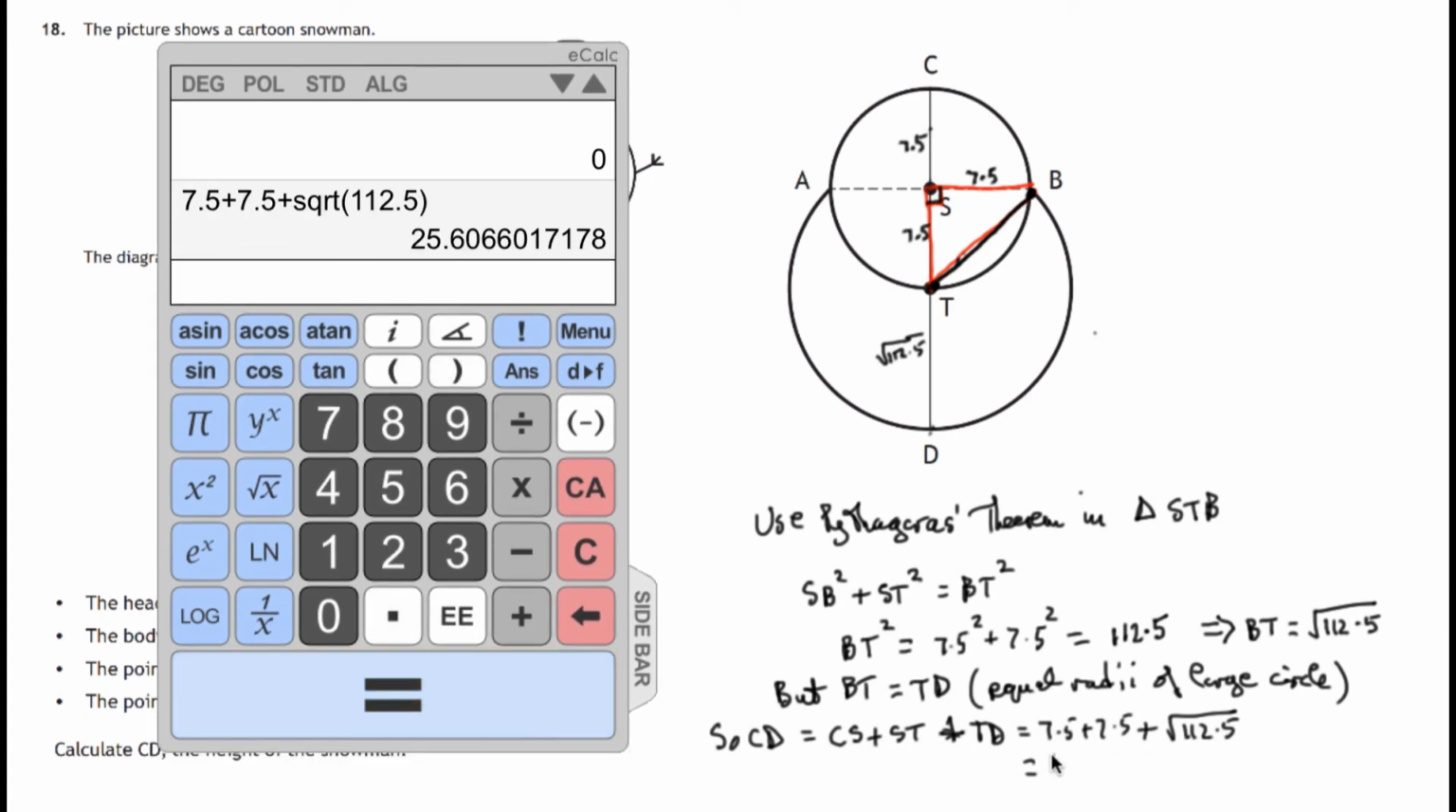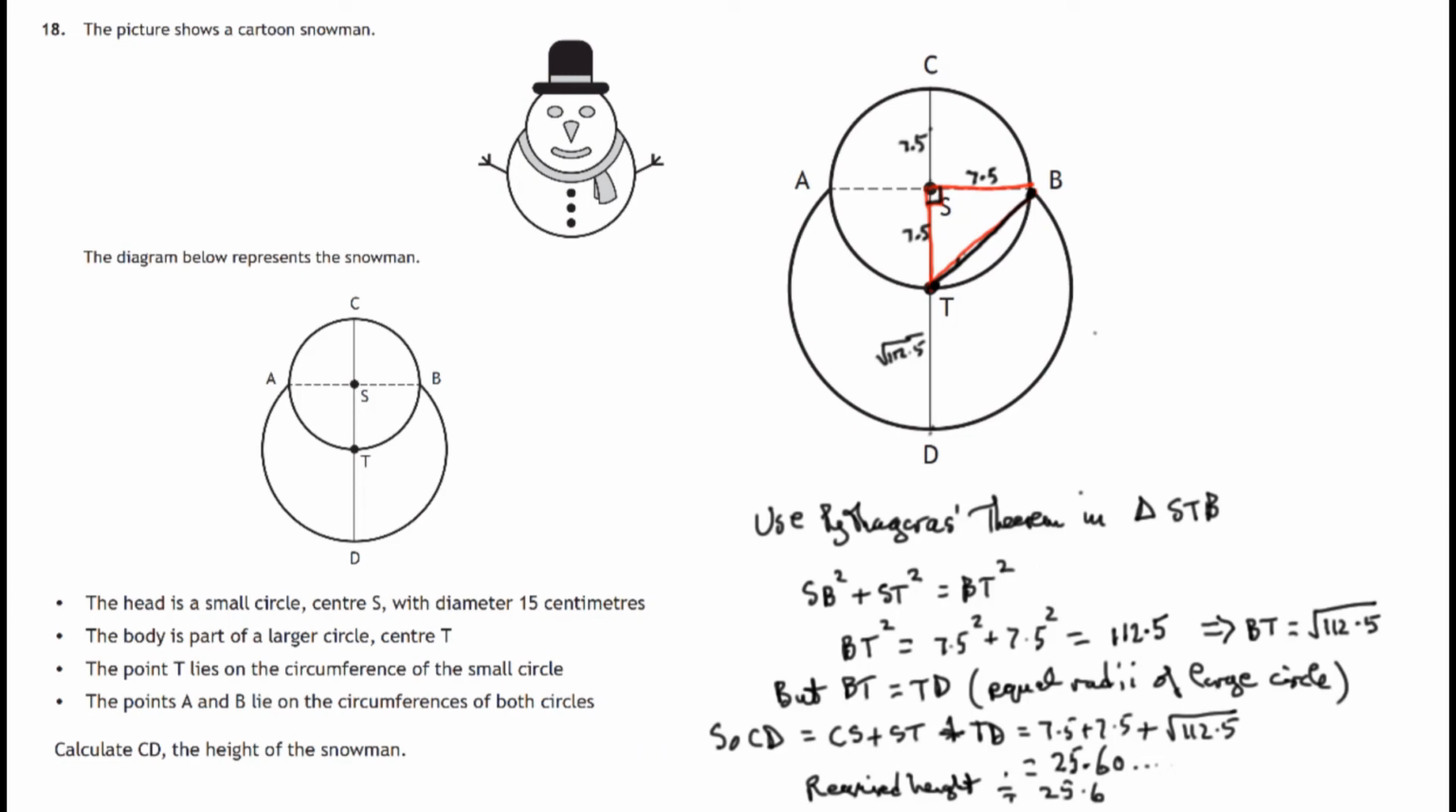And there we have 25.60 and so on. So the required height is approximately 25.6, and the measurements are in centimetres. So approximately 25.6 centimetres. We've rounded that to 1 decimal place, or to 3 significant figures.